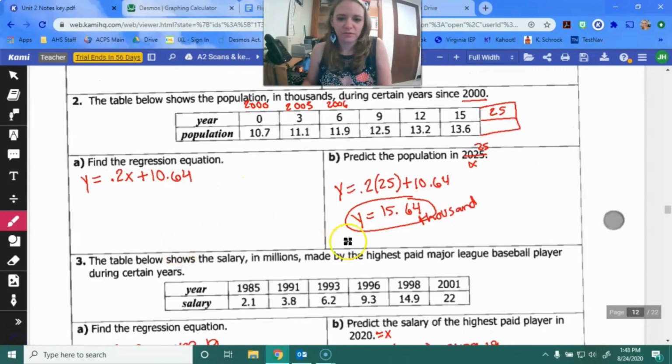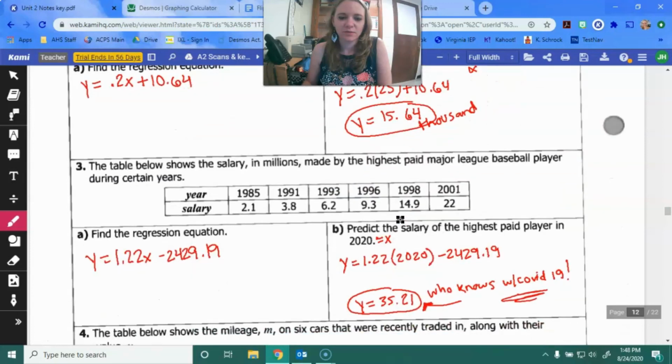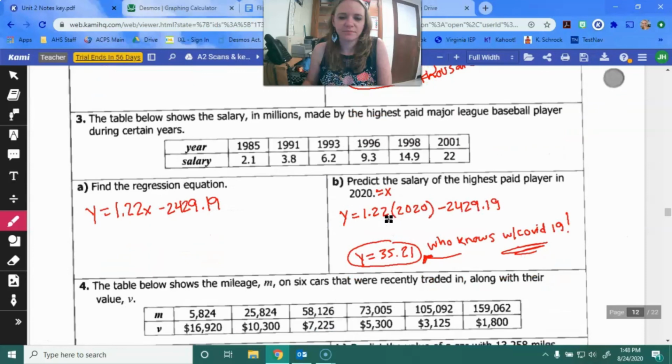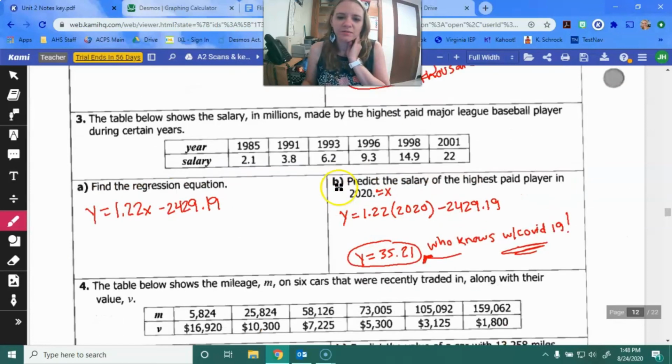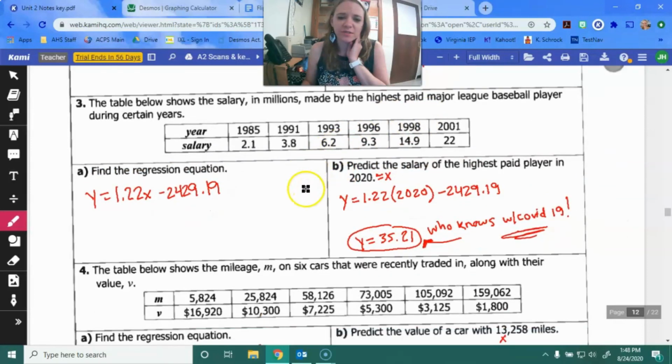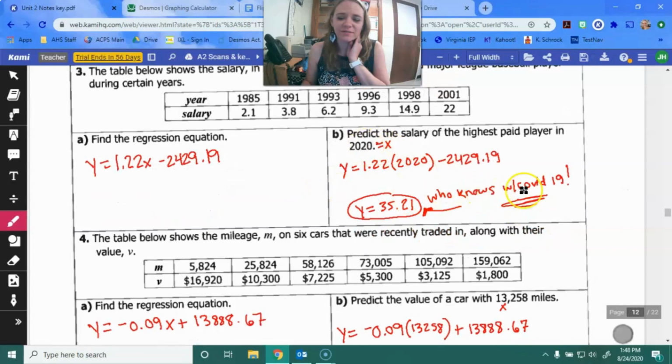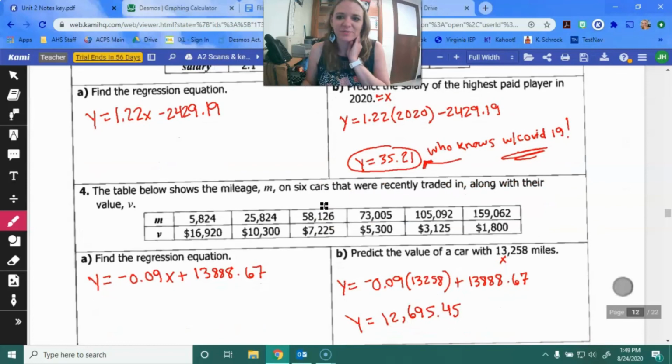Alright, here you go with your solutions for number 2. Here's number 3. This is your equation. Plug in 2020. Highest paid Major League Baseball player. Well, with COVID-19, who really knows if that actually happens? Probably unlikely.